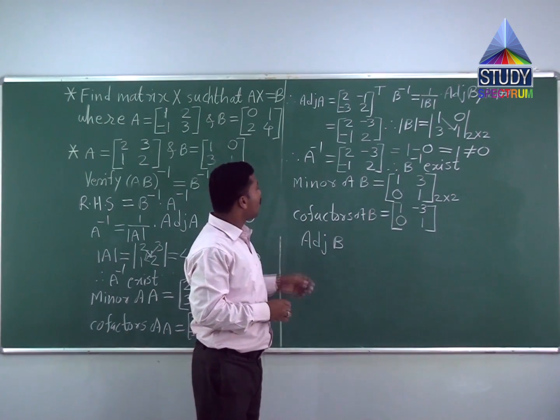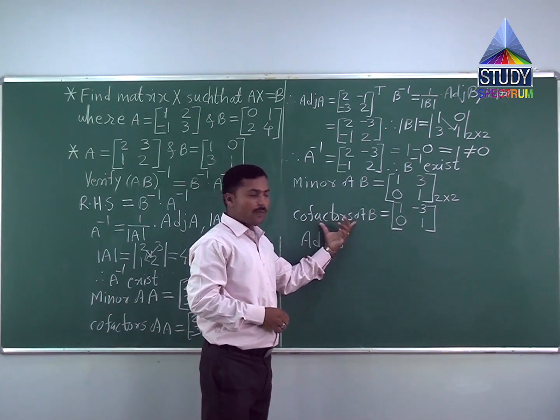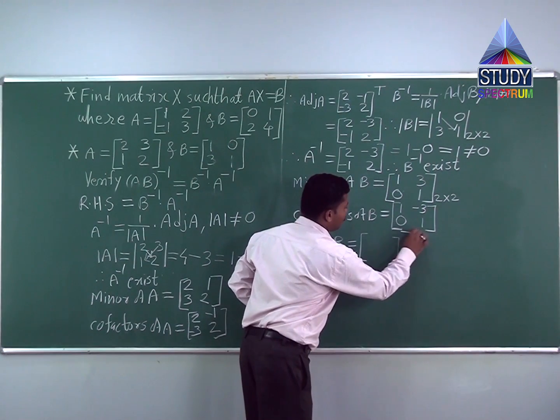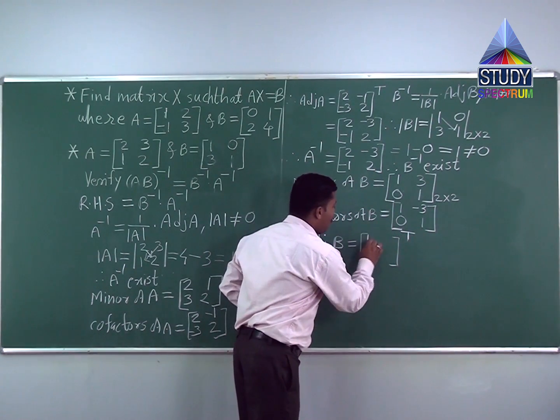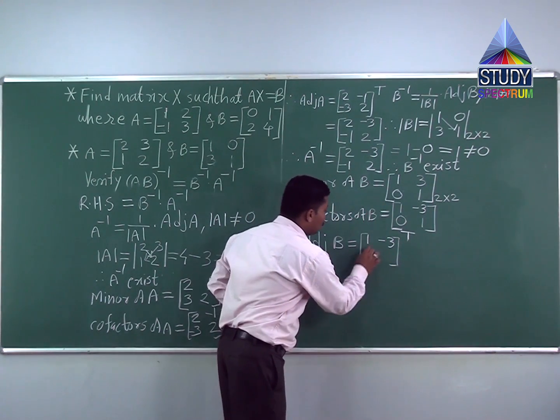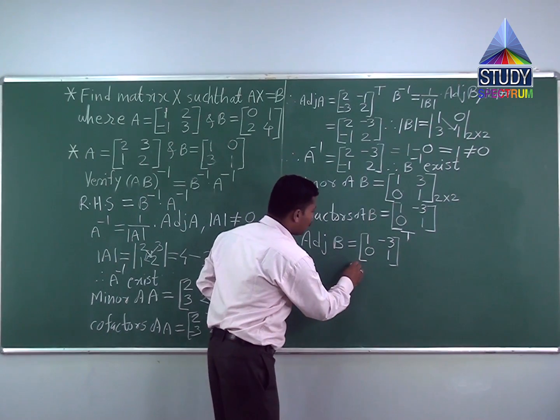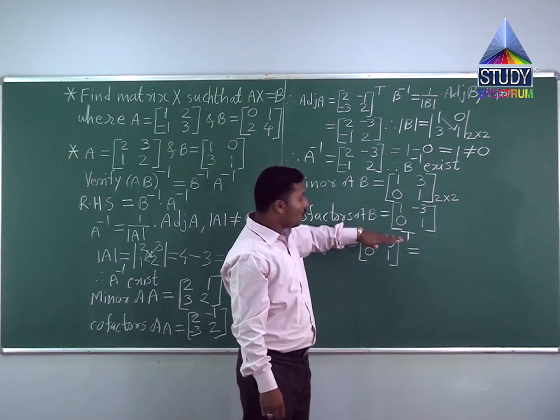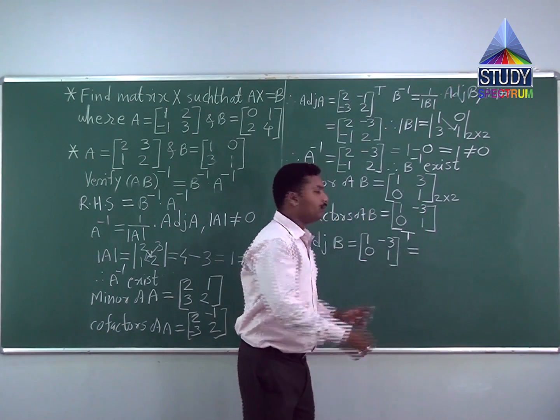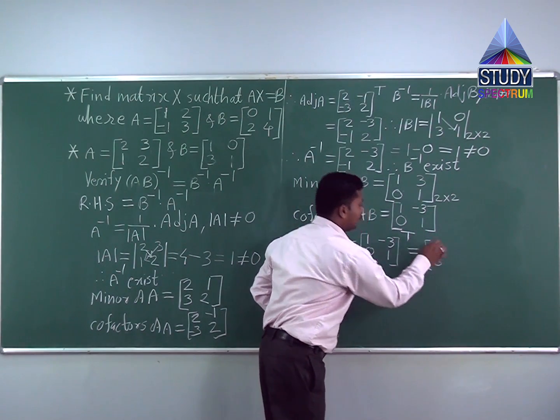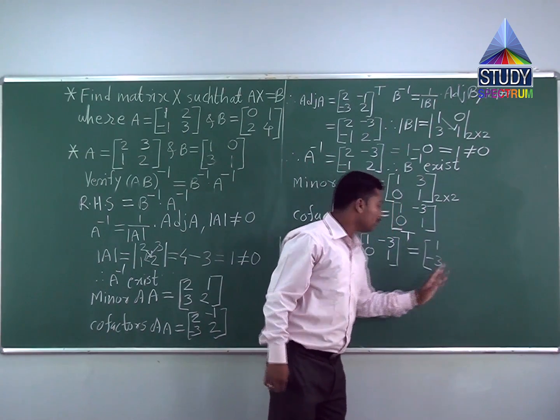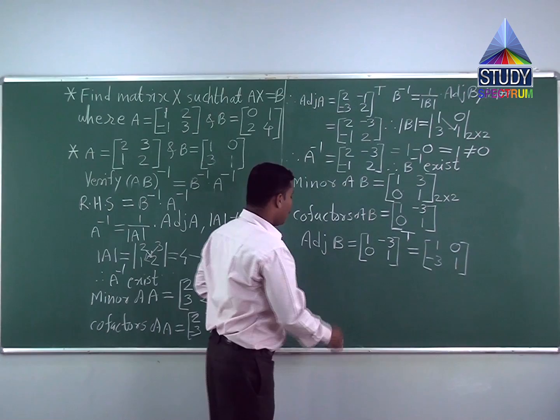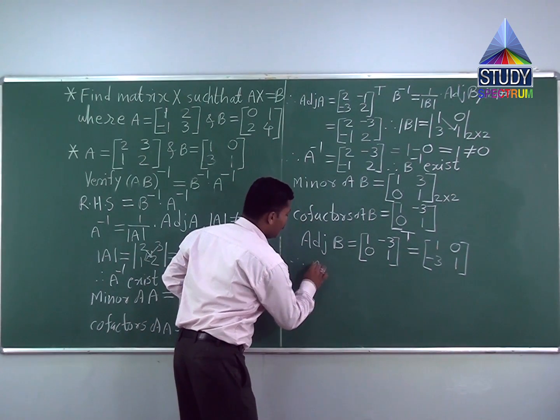What is the adjoint? Adjoint is nothing but the transpose of these cofactors. So it equals the transpose of this matrix 1, minus 3, 0, 1. What is the transpose? Transpose means convert the rows into columns. First row becomes first column, so 1, minus 3. Second row becomes second column, so 0, 1. So this is the adjoint of B.